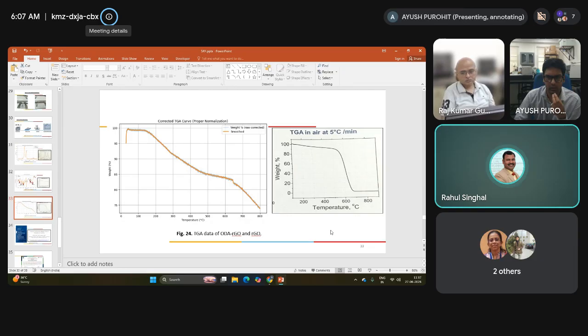But is the weight loss only due to the breaking of the bonds, or is the weight loss also due to the evaporation or sublimation of some of your material? Okay, sir. So you may again go through that and read it again.